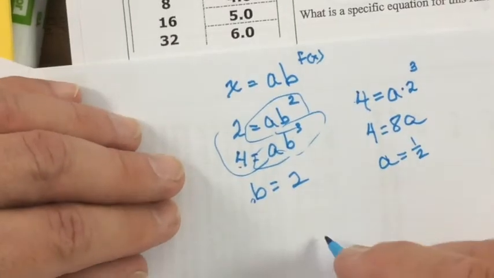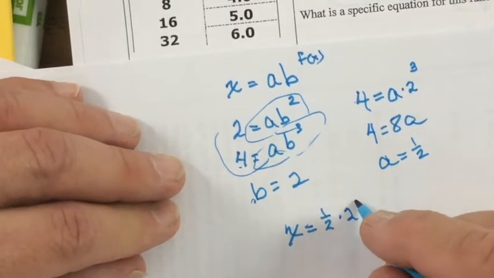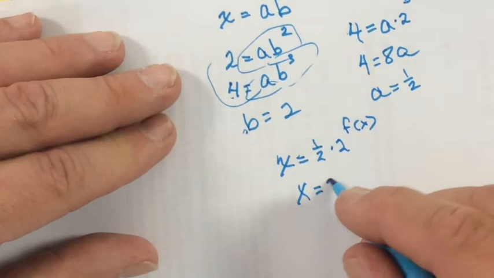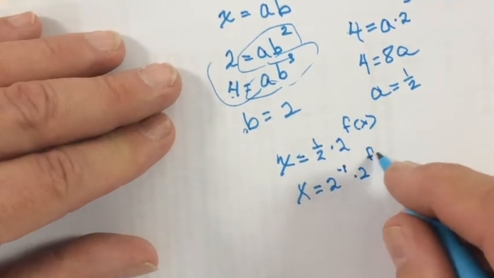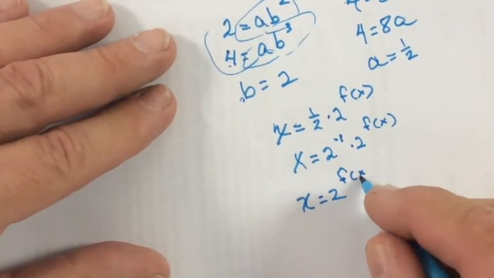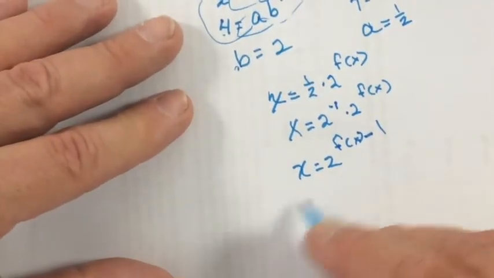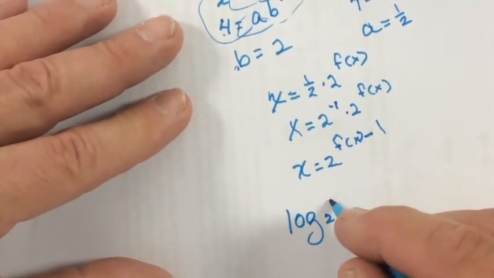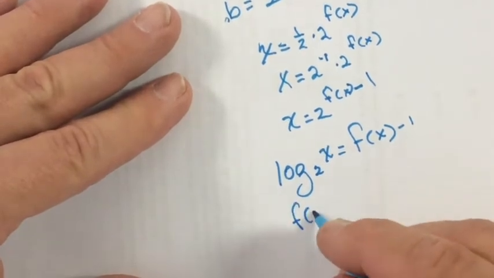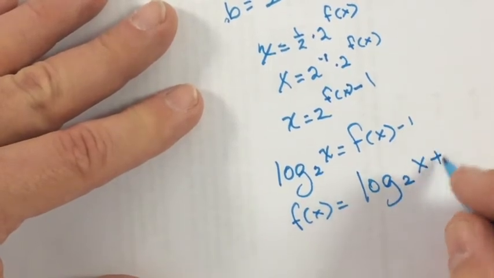Okay. So that means x is equal to 1/2 times 2 to the f of x. Now, of course, this is really x is equal to 2 to the negative 1 times 2 to the f of x, which means x is really equal to 2 to the f of x minus 1. And if we take log 2 of both sides, log base 2 of x is equal to f of x minus 1, and that makes f of x equal to log base 2 of x plus 1.